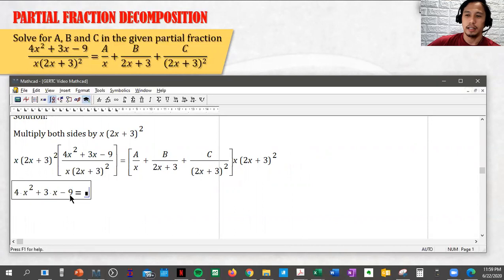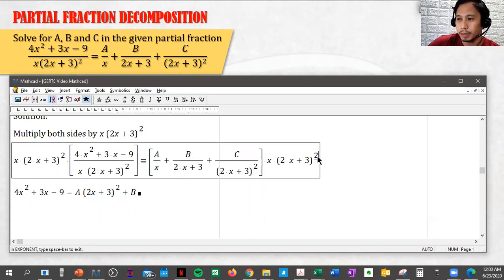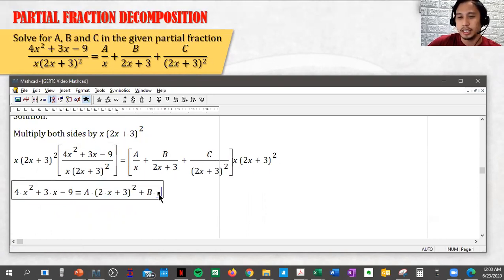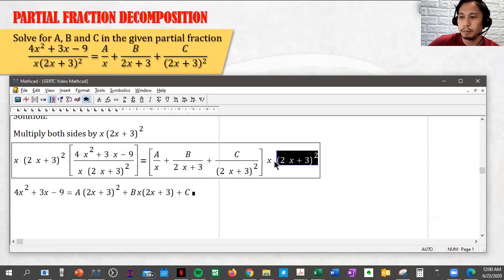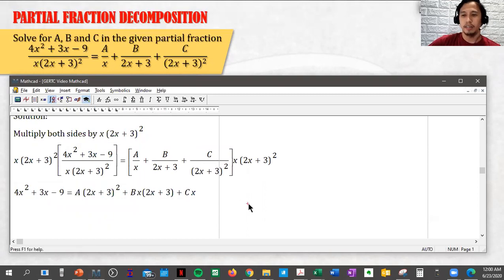Now, how about at the right side? At the right side, the x cancels. So, that will leave us a times 2x plus 3 squared. Okay? The x was cancelled. Now, plus b times, what cancels here? There is 2x plus 3, so one 2x plus 3 cancels. That means there is still another 2x plus 3 left. So, this is bx times 2x plus 3. And for this c, what cancels is this 2x plus 3 squared entirely, and what remains is x only. So, that is cx.